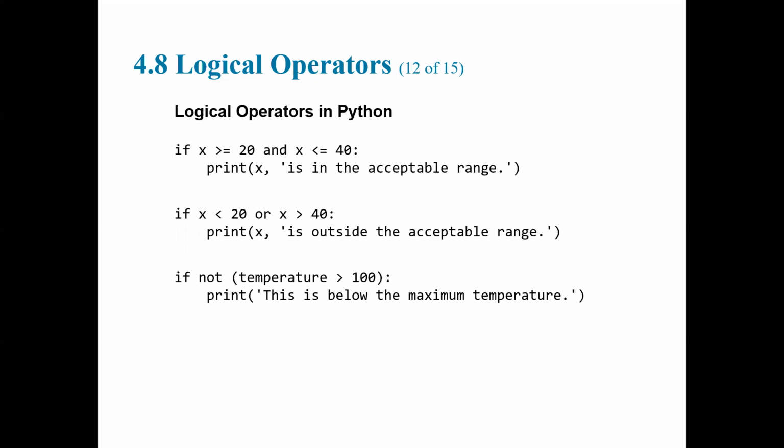The first one there, what happens is that you're testing for an acceptable range. If x is greater than or equal to 20, and x is less than or equal to 20, that's an acceptable range. If it's outside of that range, in this particular case, if x is less than or equal to 20, or x is greater than or equal to 20, then it will be outside of the acceptable range. And then we have a condition of the logical operator for not.